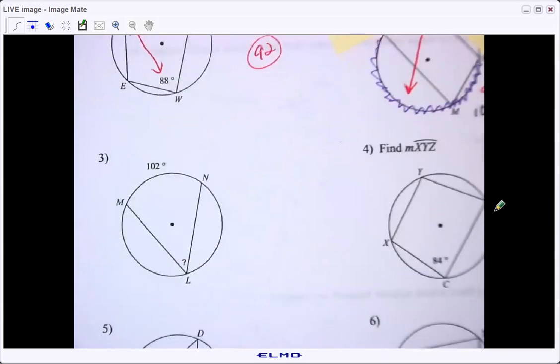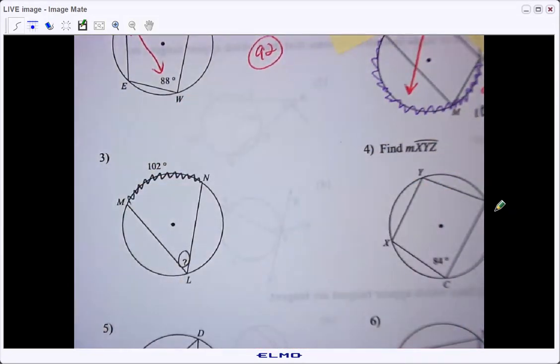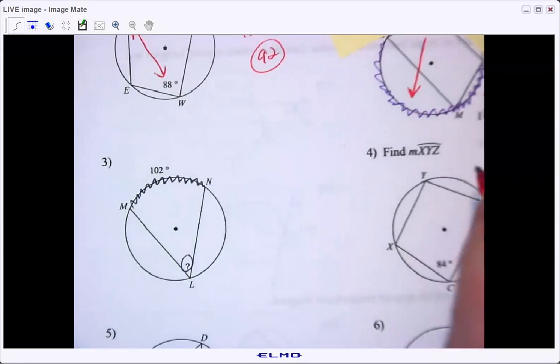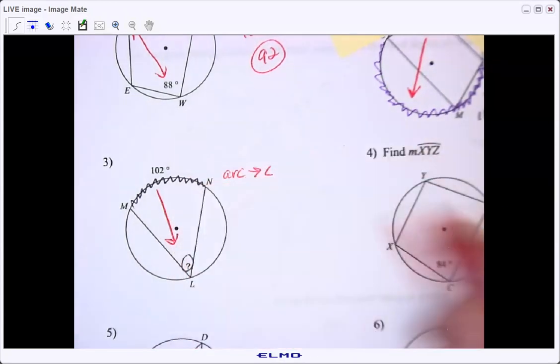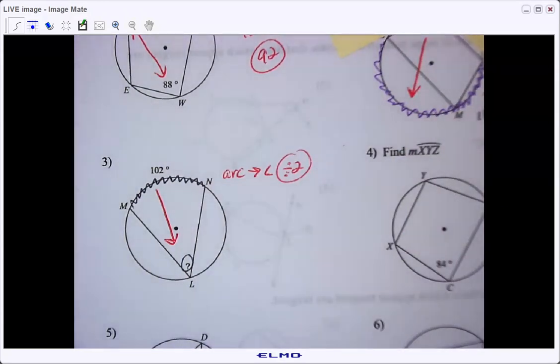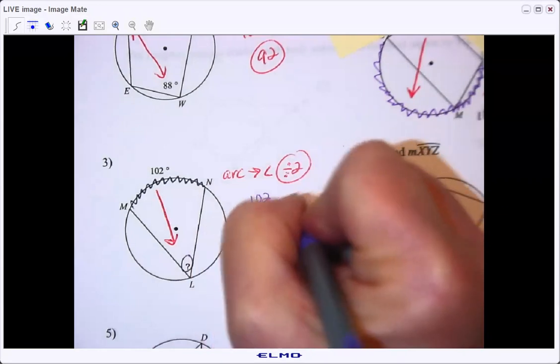Number 3 is number 2 in reverse. We have an arc, and I want to find the angle. So put the answer for number 3 in the chat box. This is going from your arc to your angle. If we're going arc to angle, we're simply going to divide by 2. Yes, Edwin, good. So 102 divided by 2 is 51. You're done.